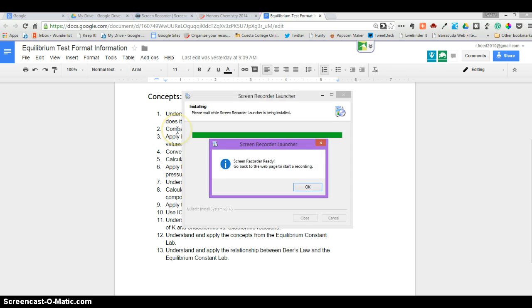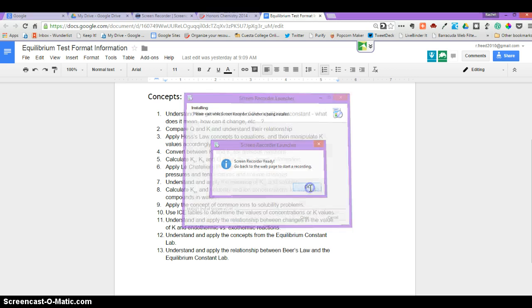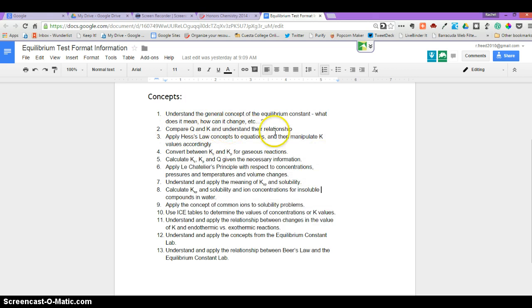You need to be able to compare Q and K and understand their relationship. For example, if Q is greater than K, there are too many products and the reaction needs to go in reverse. Understand that for an ice table, that means that you'll have the negative X under the product side and the positive X's under the reactant side.